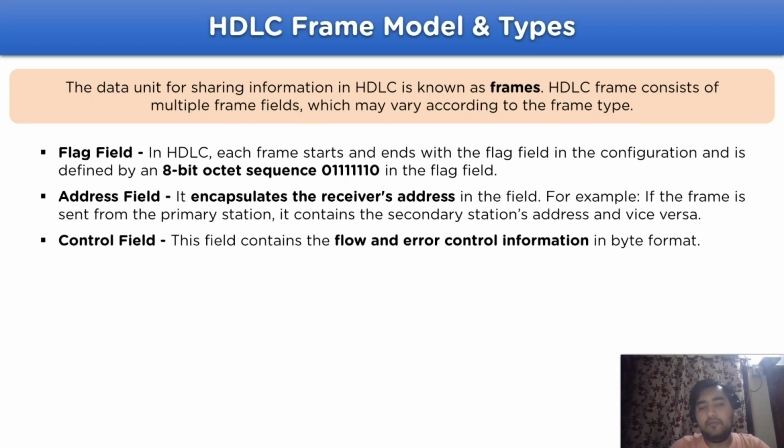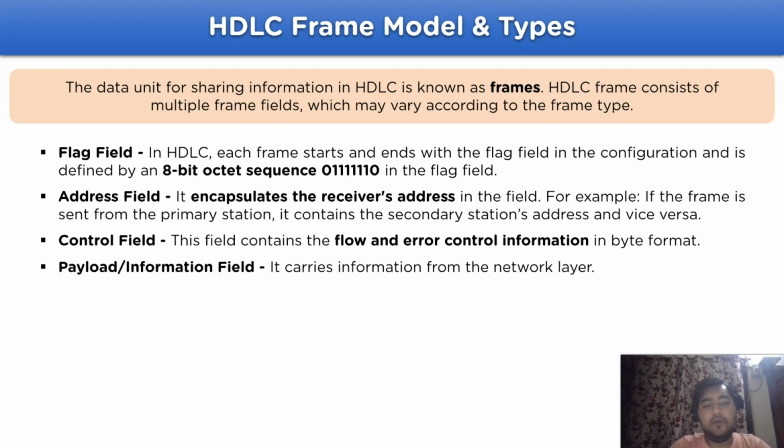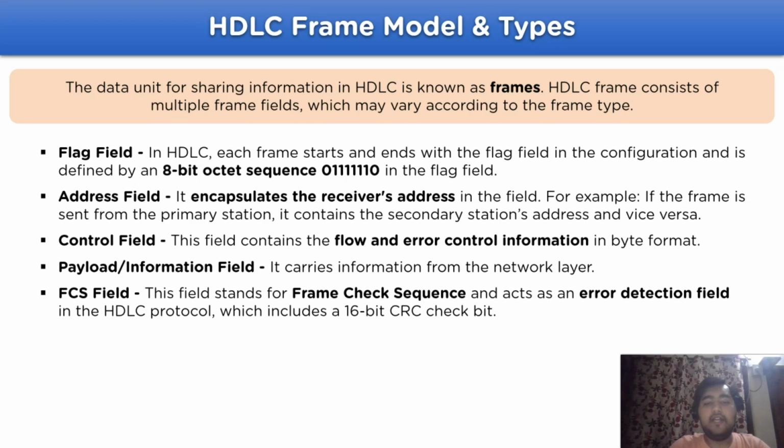Next, we have the control field. This field contains the flow and error control information in byte format. Next, we have payload or the information field. It carries the actual information from the upper layer of the OSI model. And the last field is known as FCS field. This field stands for Frame Check Sequence and acts as an error detection field in the HDLC protocol, which includes a 16-bit CRC check.